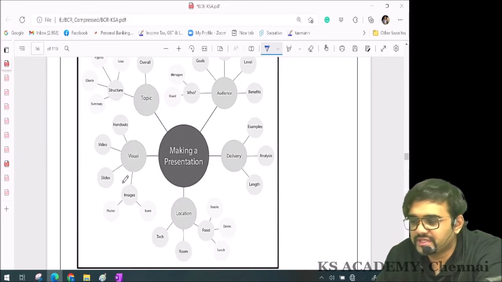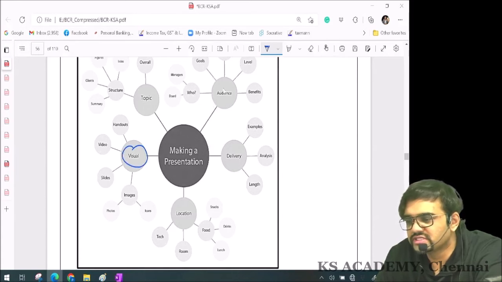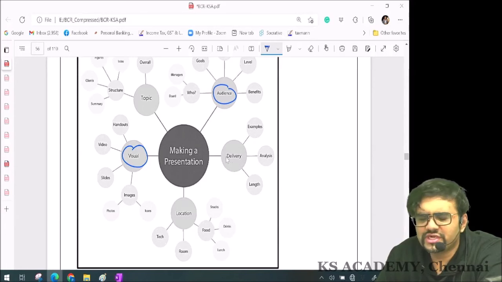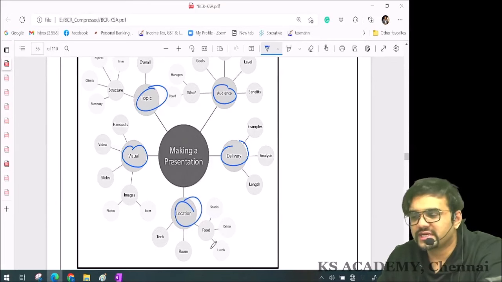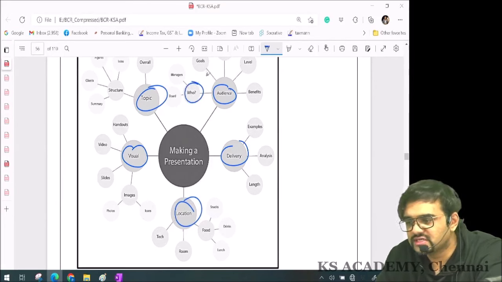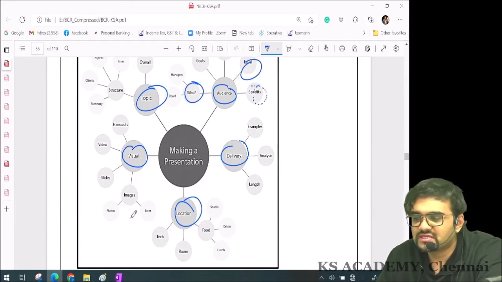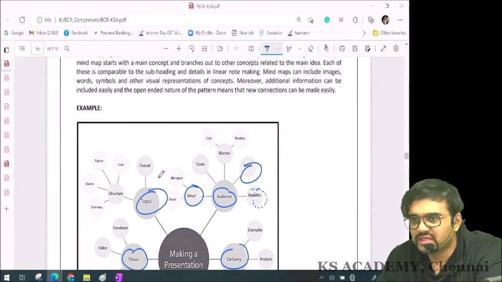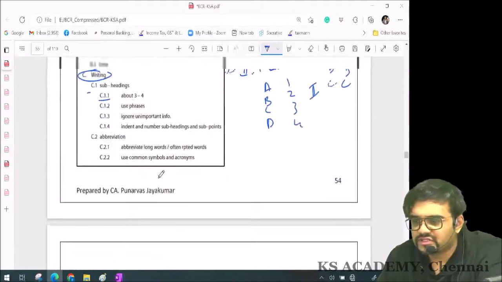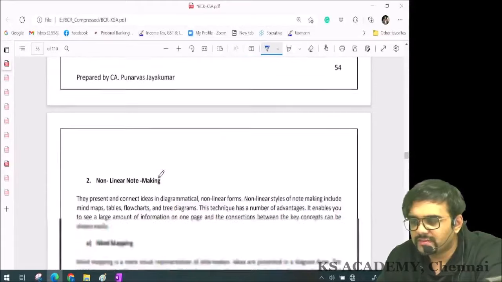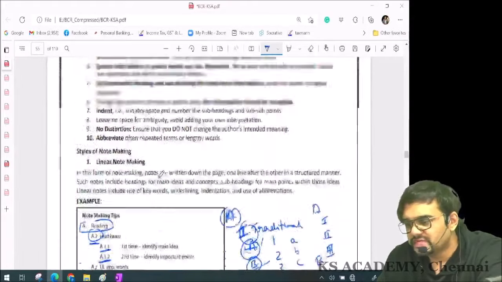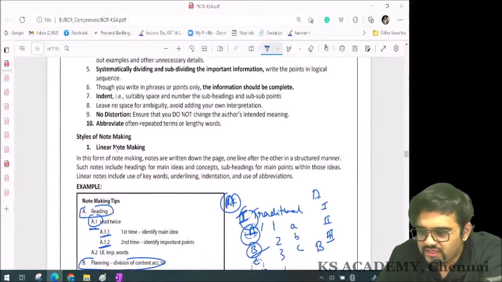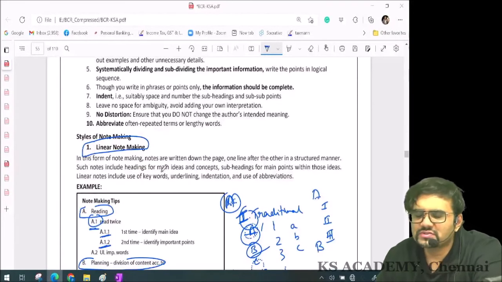What is a mind map? Let's say I want to make a presentation. What all will you consider in a presentation? Visual presentation will be there. Audience should be good. What is the audience you need to understand? How will you deliver the product? What is the topic? What is the location? All that you need to understand using a mind map. Various other things are in the form of maps. You have to make a presentation this way. So we have linear note making, then non-linear note making, mind mapping, and table. But basically the note making that they'll ask in the exam is linear note making.